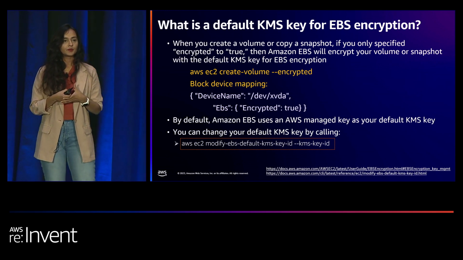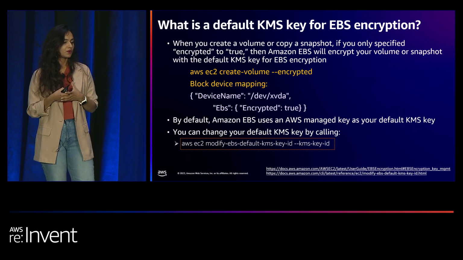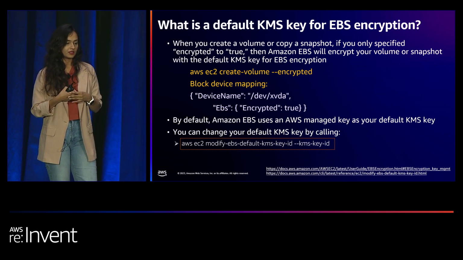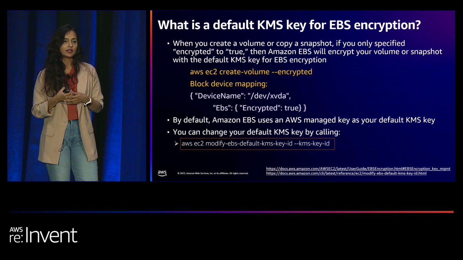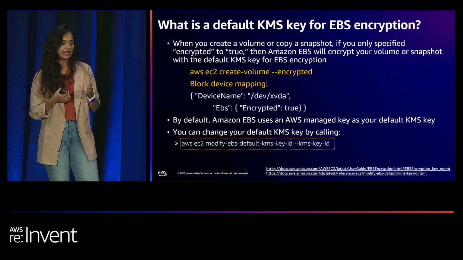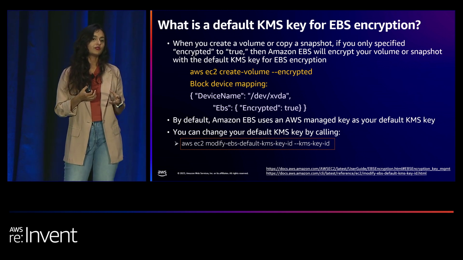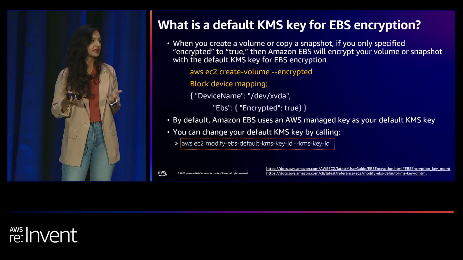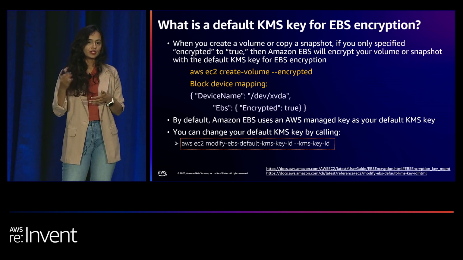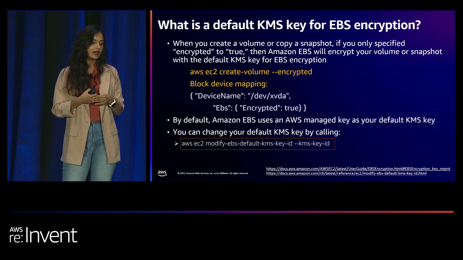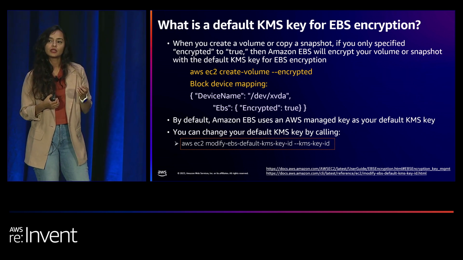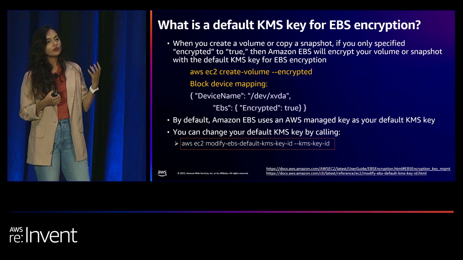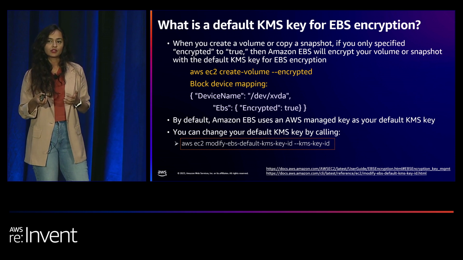An important concept to understand when it comes to encryption is the default key for your account. Every account has a regional key, which is the default KMS key for that account. Usually it's an AWS managed key, but you are free to change that key to a customer managed key or any other key that you might wish. What this means is that whenever you encrypt a resource without specifying a key, the default KMS key is going to be used for encryption.